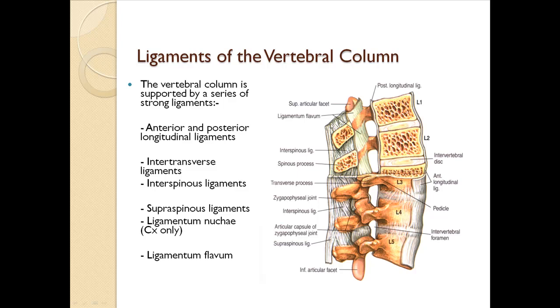In between the vertebral arches, we have a series of ligaments. We have the intertransverse ligaments that sit in between adjacent transverse processes. We have the interspinous ligaments, which are these flat laminae that sit between adjacent spinous processes. We then have the supraspinous ligament that runs all the way down here, attaching to the tip of each spinous process. And in the cervical spine, we have a large ligament known as the ligamentum nuchae. In addition to that, between adjacent laminae, we have this yellow ligament, which is known as the ligamentum flavum.